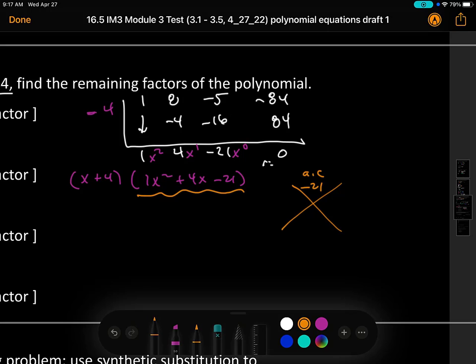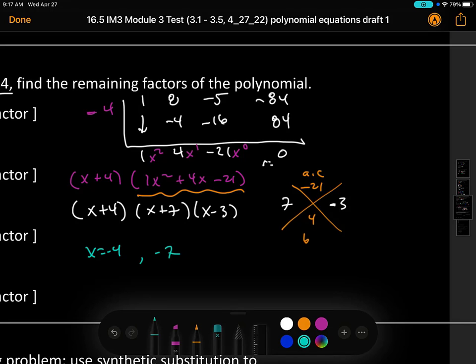A times c is negative 21. My b value is 4. 7 and 3. That means this one would have to be, so this would be x plus 7, x minus 3. And hopefully you're getting good at that. Set it equal to 0, you'll have x equals negative 4, negative 7, and 3 as my solutions.